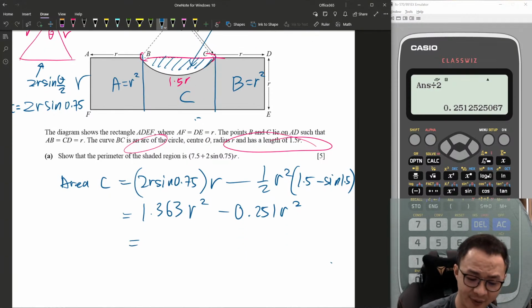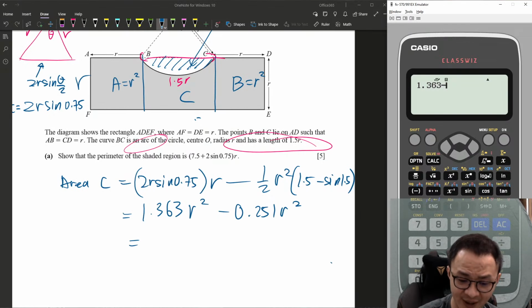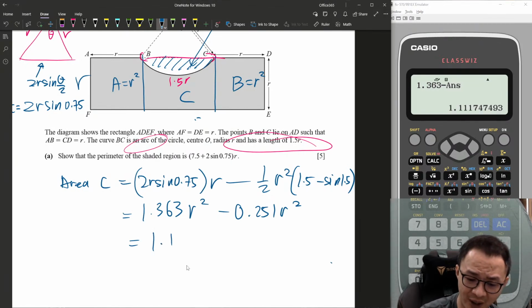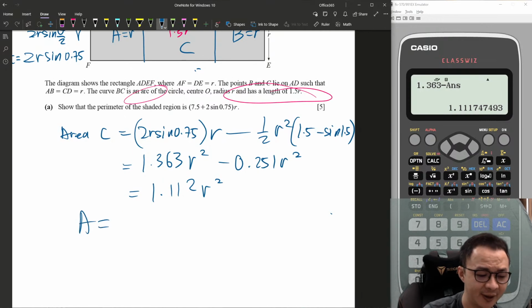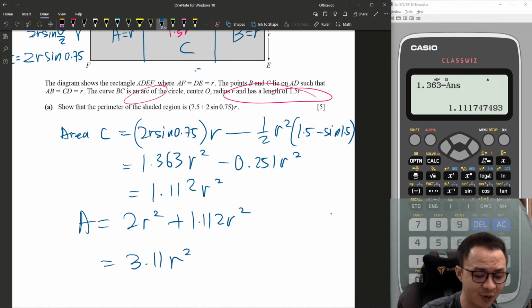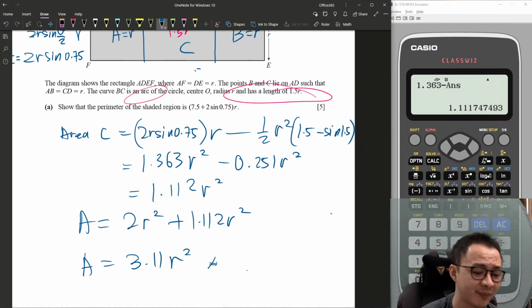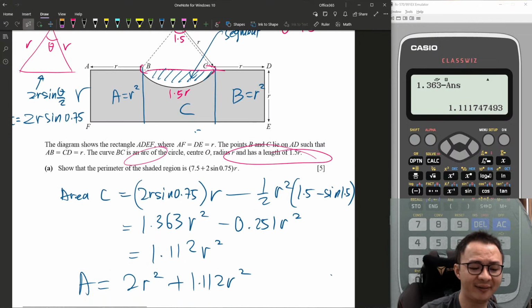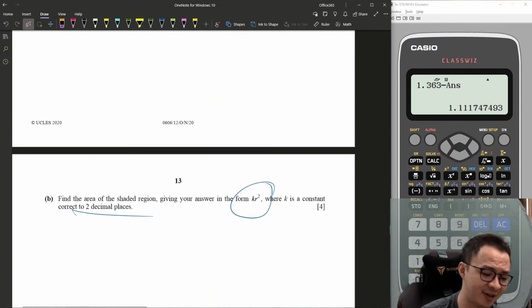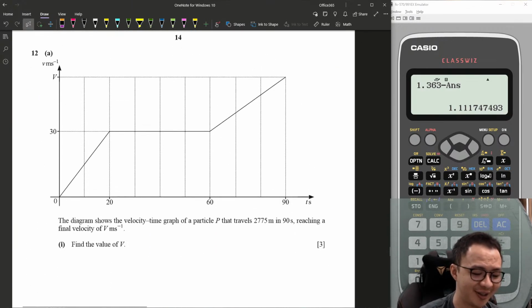If I minus them, 1.363 minus my answer just now is 1.112 r squared. So my area is r squared plus r squared, 2r squared, plus 1.112 r squared. So it's 3.11 r squared. This is the area of the shaded region. Done. Not too hard if you get the idea. Only area C takes a little bit of time to find, the rest should be very easy. Circular measure, last question.